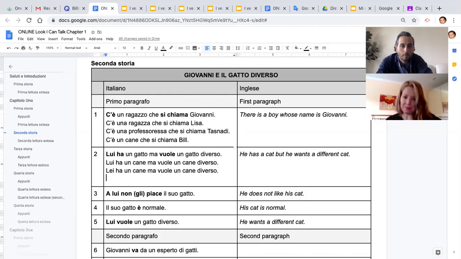Perfect. Now let's say that she has an elephant, but she wants a small elephant. How would that be? So she is, we already know, lei. She has, it's similar to English, a. Okay, how do we write elephant? Elephant is masculine or feminine? It's masculine, so it's un elefante.